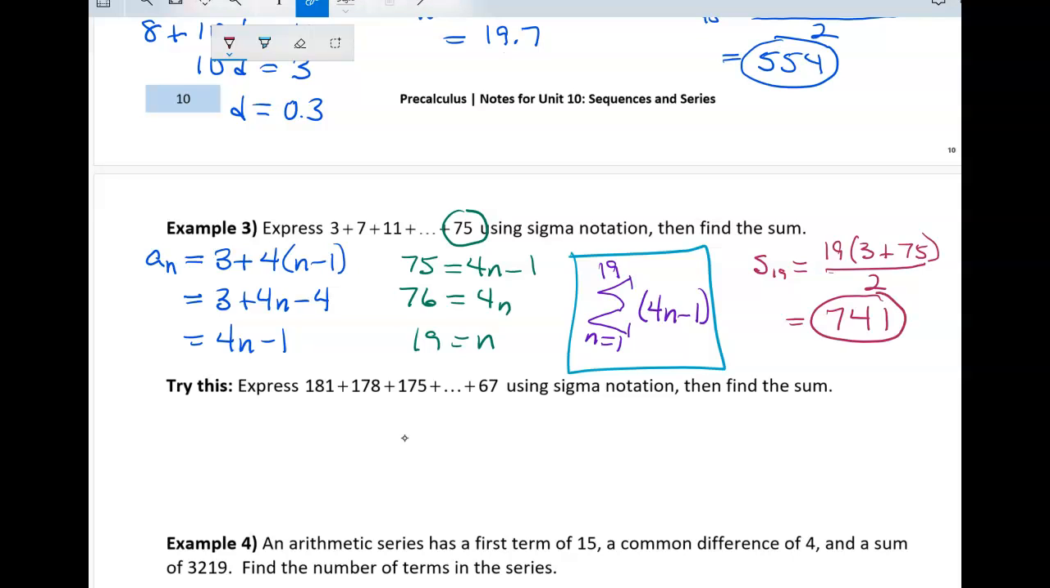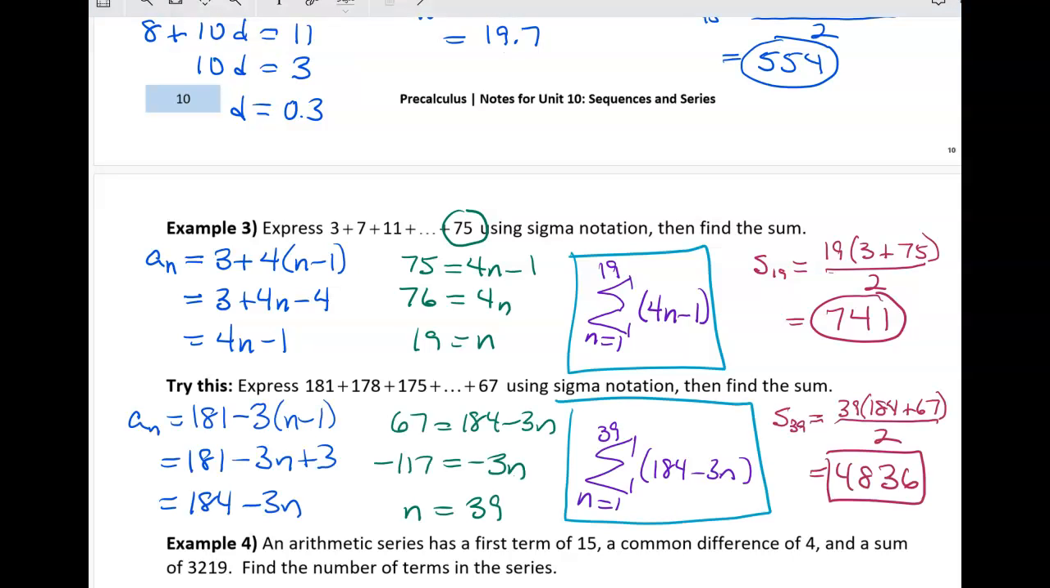All right, you have one below to try on your own. Here's the sigma notation as well as the partial sum for this example. Let's move on to example 4.